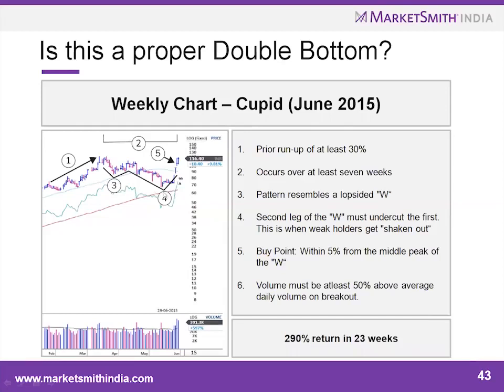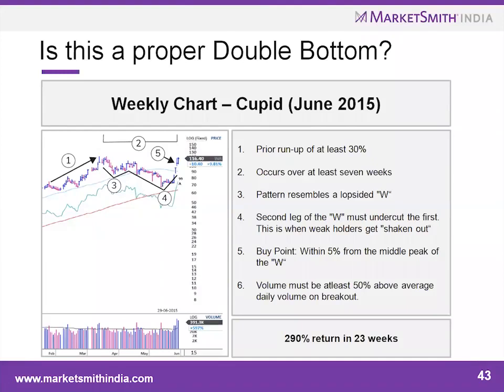The second leg of the W must undercut the first leg. This is again an important condition. This is where a lot of people make mistakes. They think that if it resembles a W, even if it won't undercut the first leg, the system will show you a double bottom, but it's not the proper base pattern. And that's the reason a lot of breakouts fail.